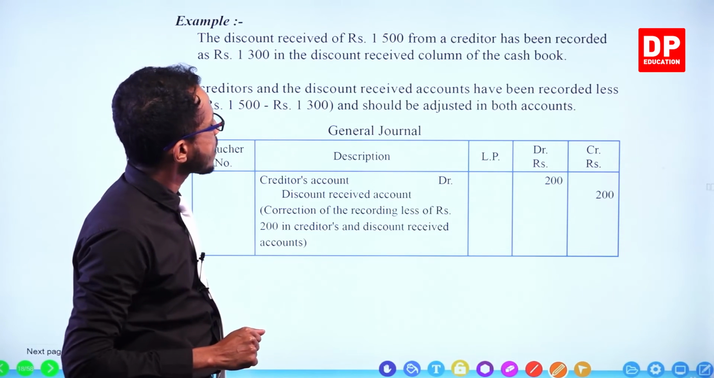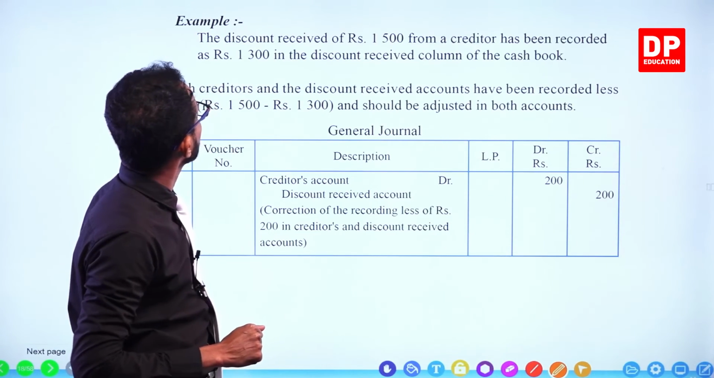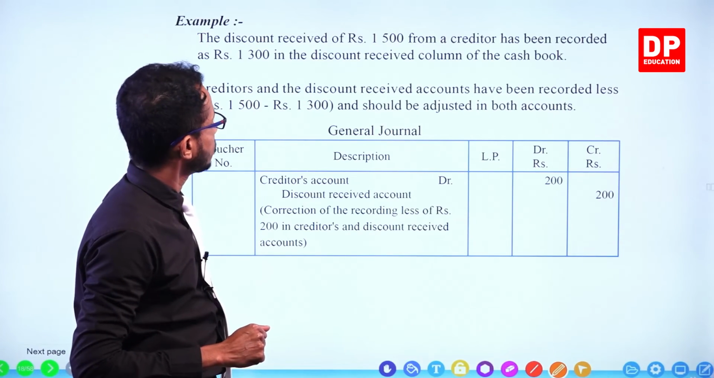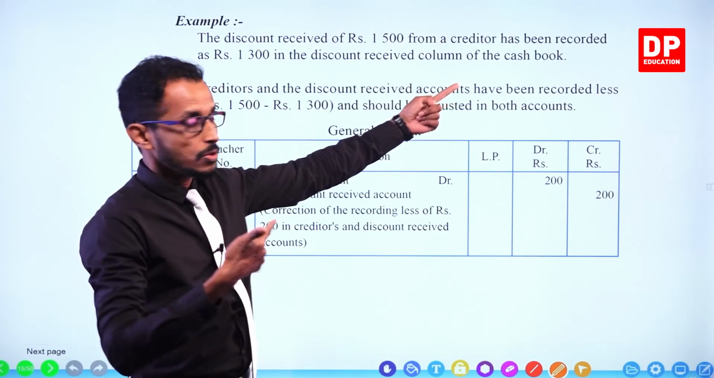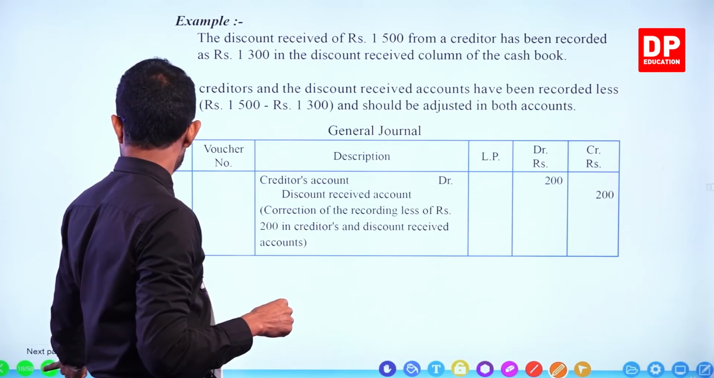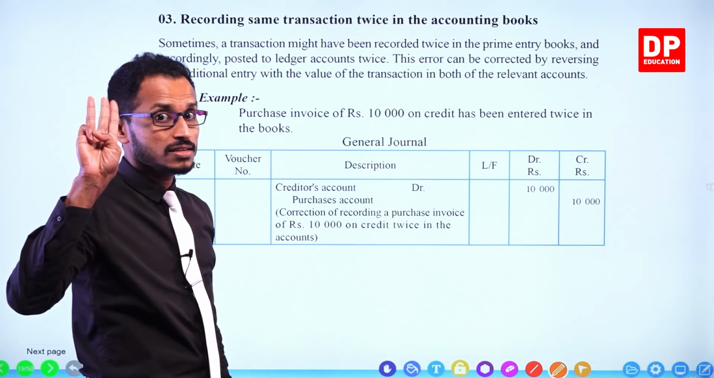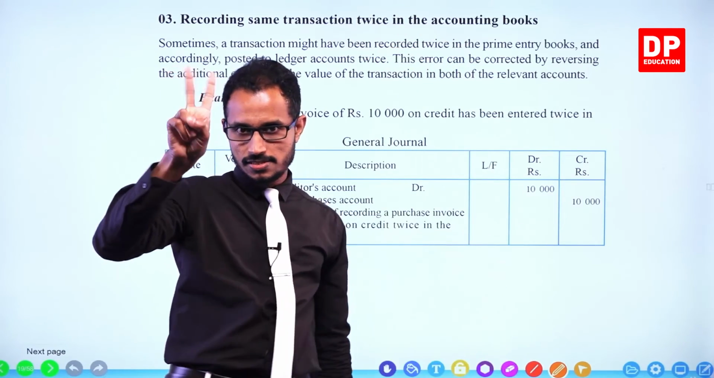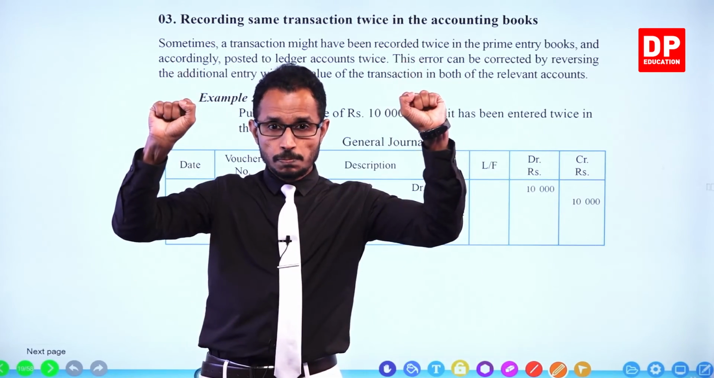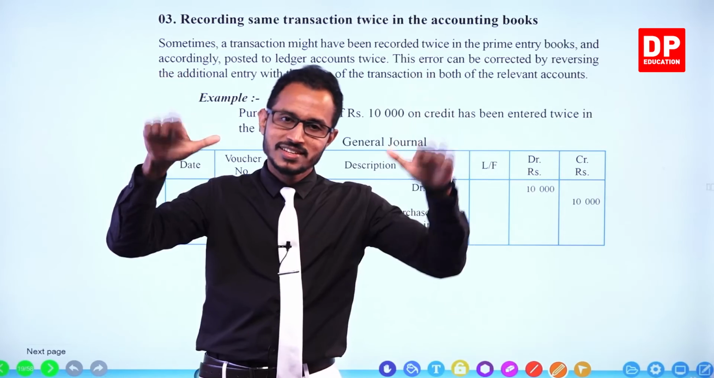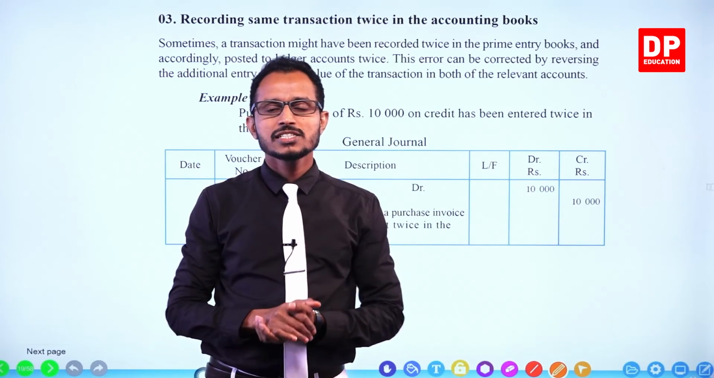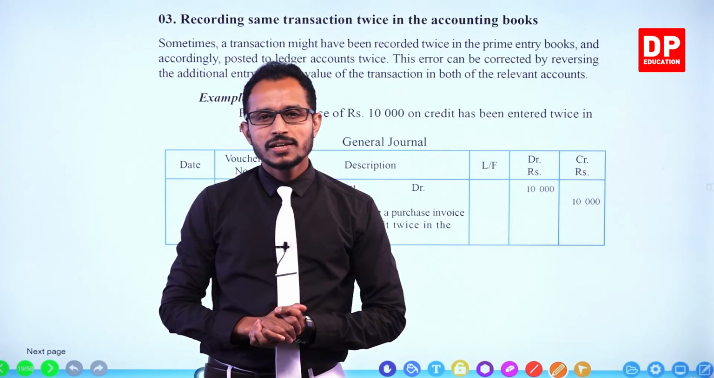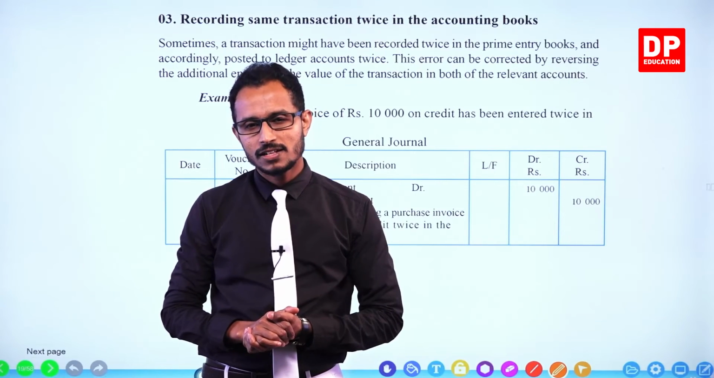Yeah, lesser value. You can refer to the book. And then we have the third error, which is recording the same transaction twice. These are called duplication errors. This one we are going to discuss in the next chapter. So I'll see you soon.